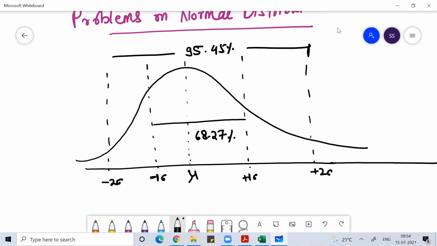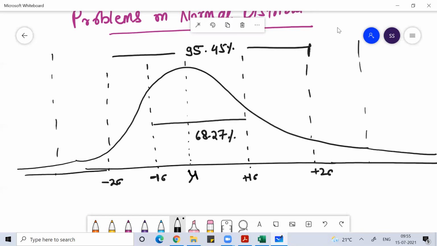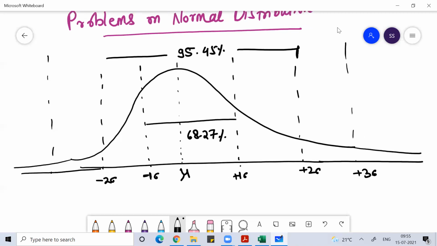Please understand that 95.45% of your data lies in the plus minus of two standard deviations. Similarly, there is a possibility that the maximum dispersion your data can show can be in plus minus of three standard deviations. And we assume that 99.73% of our data will lie in the plus minus of three standard deviations. So this is what we studied in the normal distribution curve.